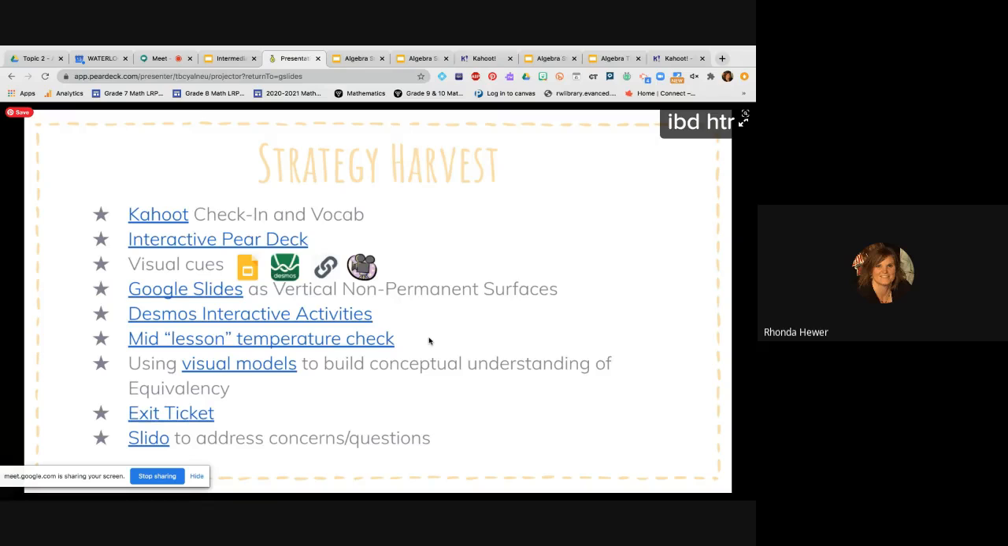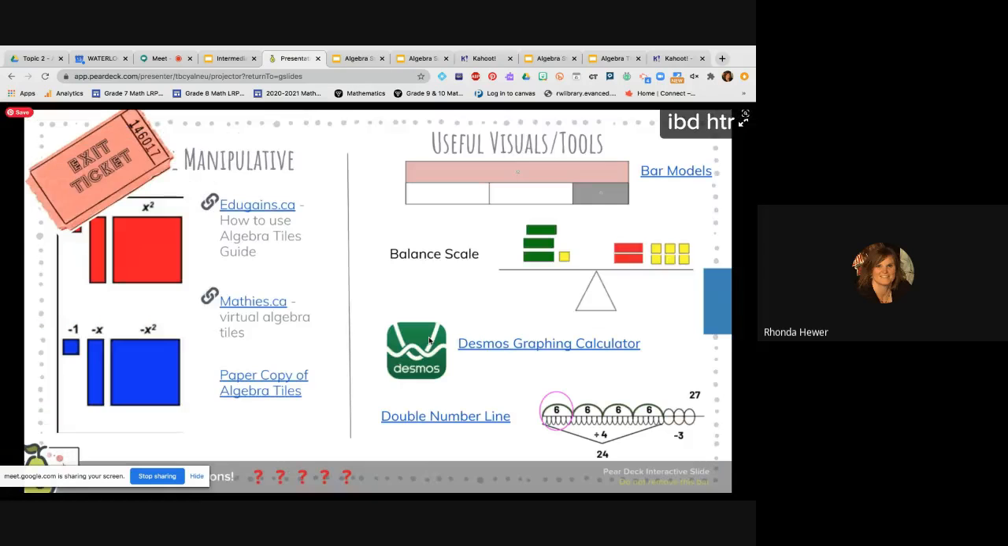Oh, this is a video. We used Google Slides as vertical non-permanent surfaces. There was a Desmos interactive activity. We did a mid-lesson temperature check, which is always good to do with your students. And we've used visual models to build conceptual understanding. And we are right now going to do a quick exit ticket.